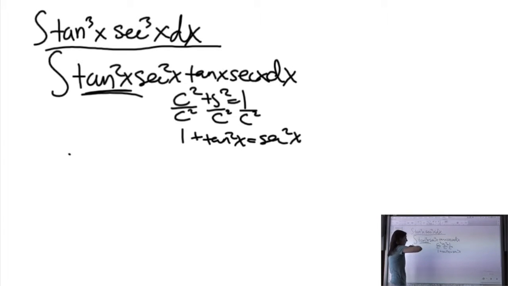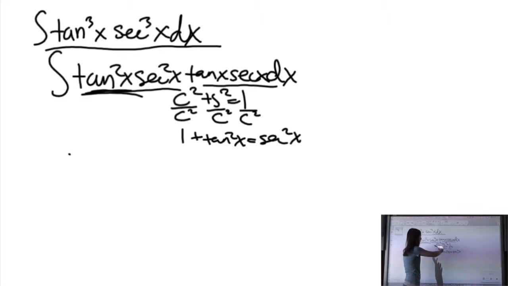And we know that when you're trying to do things with odds, you usually want to get rid of it and make it like an even. So we have tan squared x, secant squared x, tangent x, secant x. Now we also know that this is the derivative of secant x, right? So we kind of know where to go with this. We've got to make all of these secant somethings.